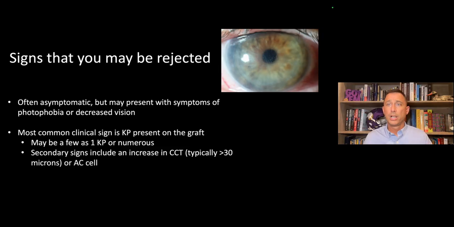When do we know that the graft is rejecting? Now, we know with DMECs and DSECs, the percentage is low, but we'll run into this. And these patients are often asymptomatic. They may present into your clinical chair with no symptoms at all, except for sensitivity to light, decreased visual acuity.